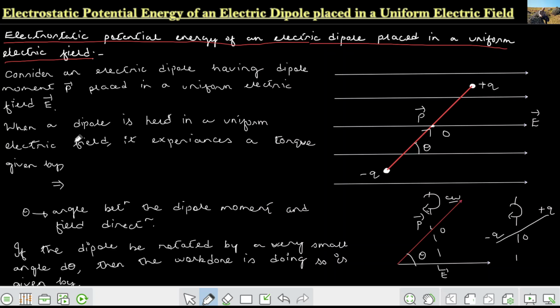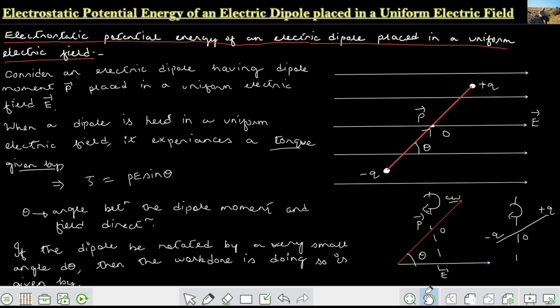Now, when the dipole is held, it experiences a torque, and this torque is given by the formula tau equals PE sine of theta. Now I have to describe what this theta is. Theta is the angle between the dipole moment and the field direction.